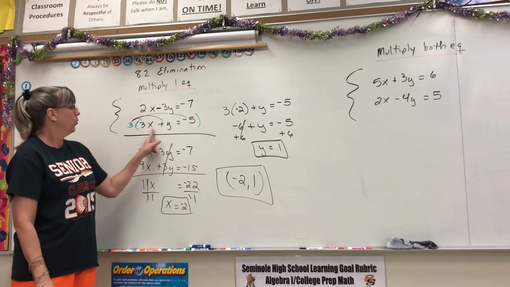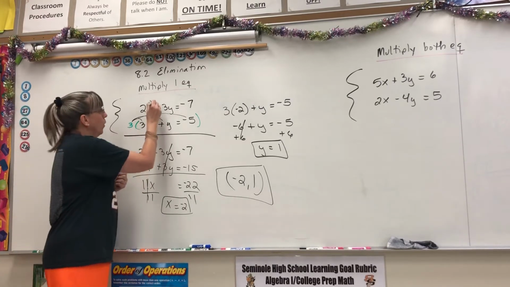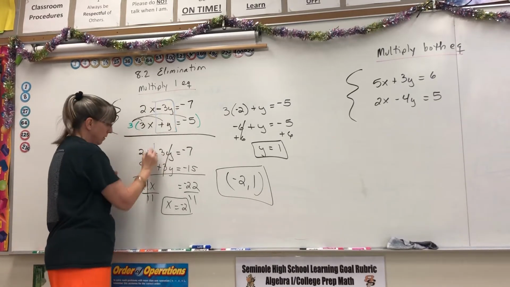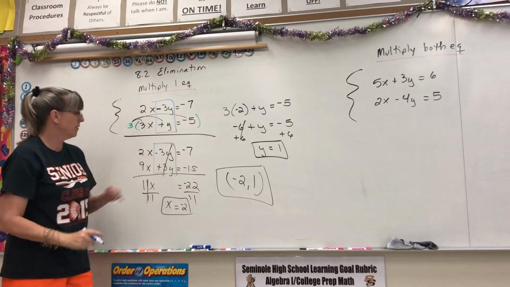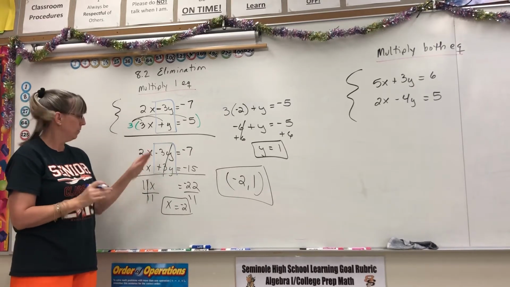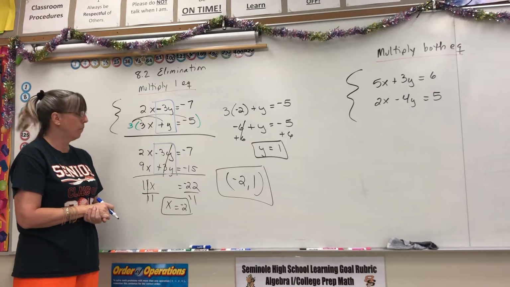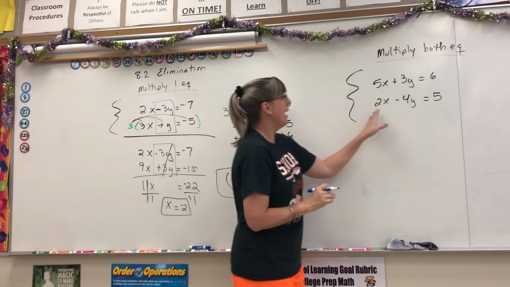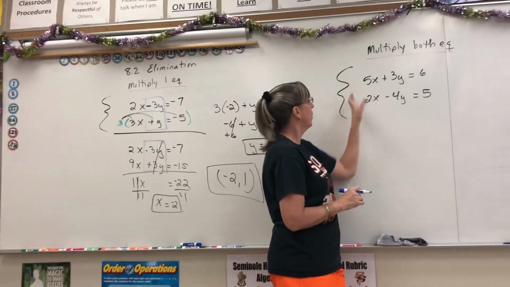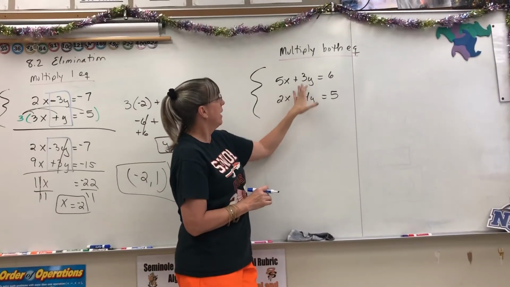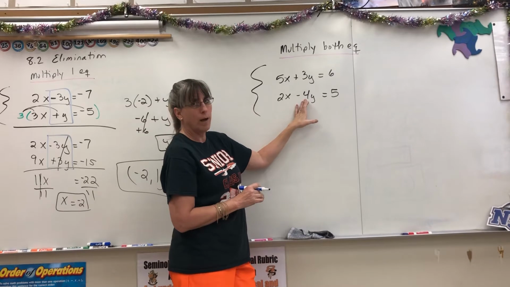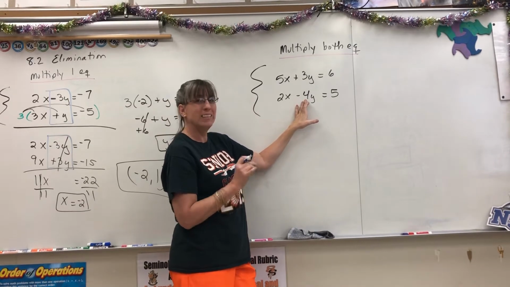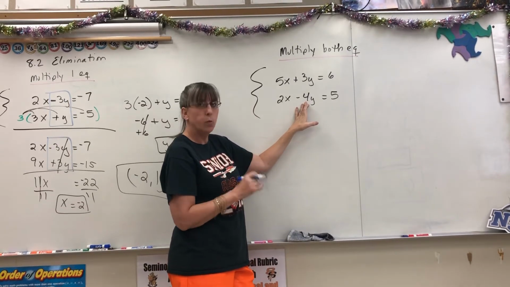Okay, in the last one I created the equation where my terms were positive and negative of the same number. Over here, if you notice, I don't have that anywhere. I have a 5 and a 2 for the x, and I have a 3 and a 4 for the y. It honestly does not matter which one you choose.